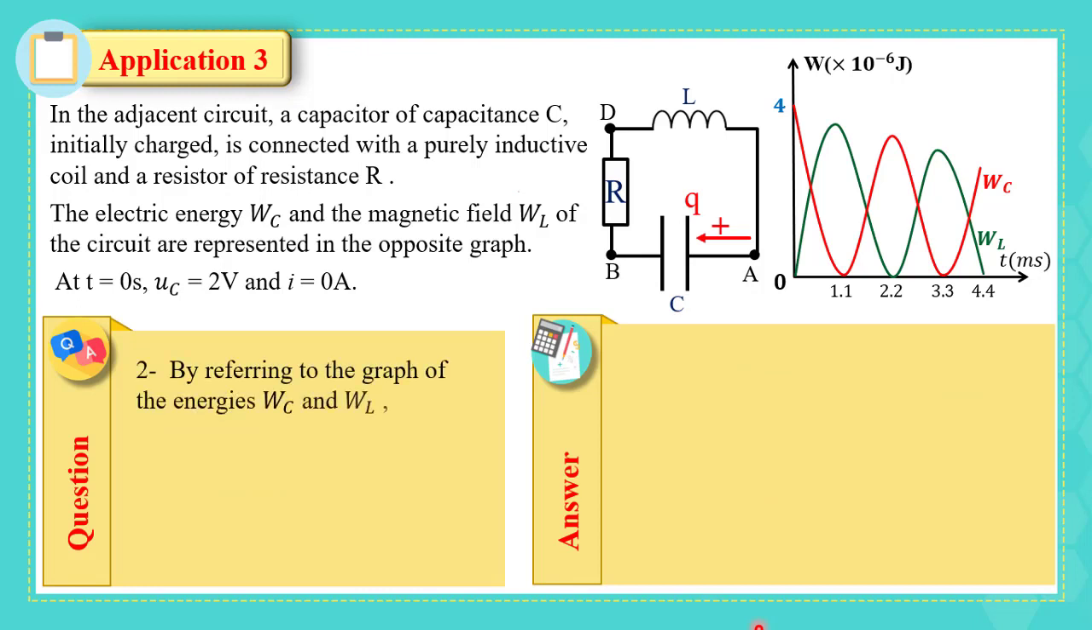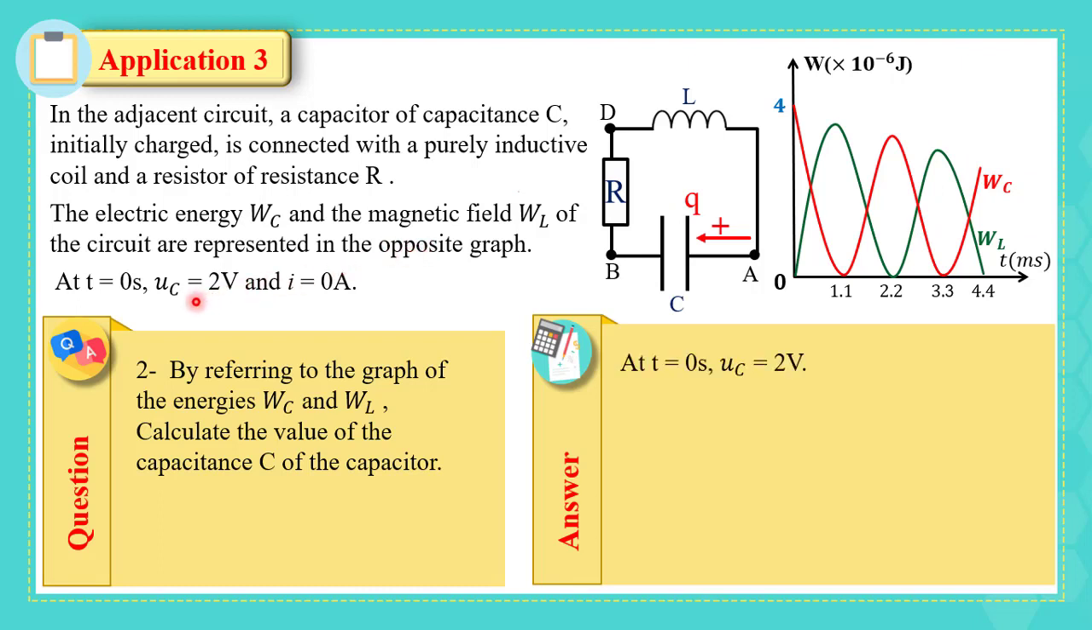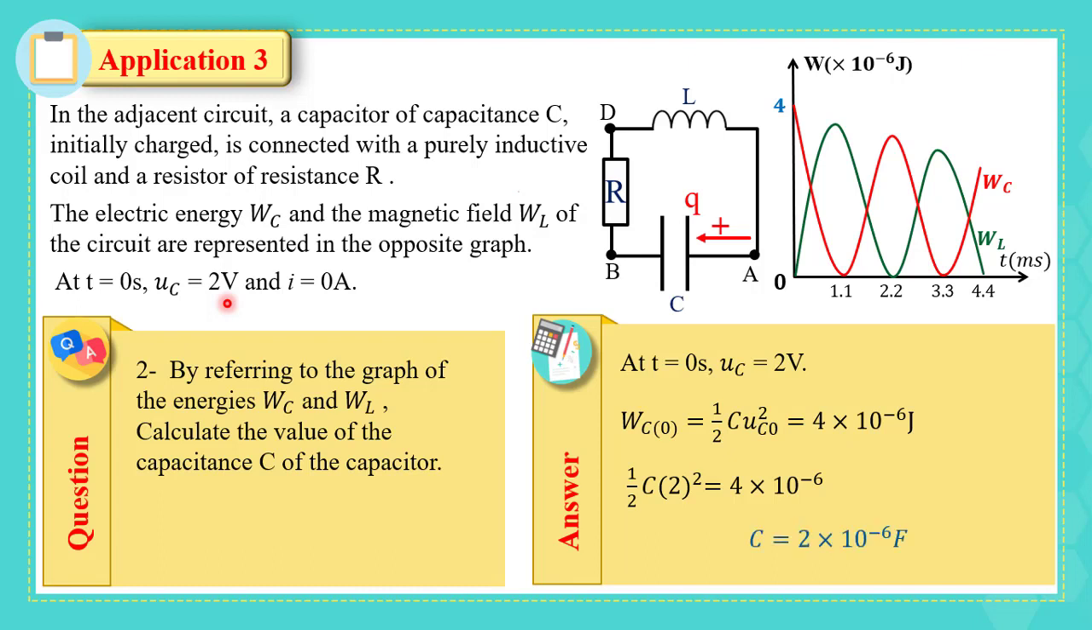Second part. By referring to the graphs of energies, calculate the value of the capacitance C of the capacitor. Let's check this graph and see what value may help us find the capacitance. It is the electric energy, thus we read it at t equals 0 since it's given. The energy stored in the capacitor at t equals 0 is 4 times 10 exponent minus 6 joules. And we know that UC equals 2 volts. Then, after calculating, we find that C equals 2 times 10 exponent minus 6 farad, or 2 microfarad.